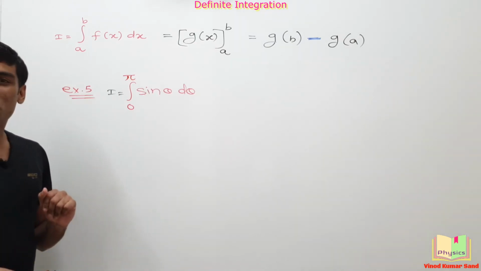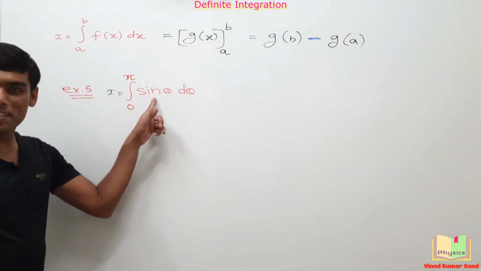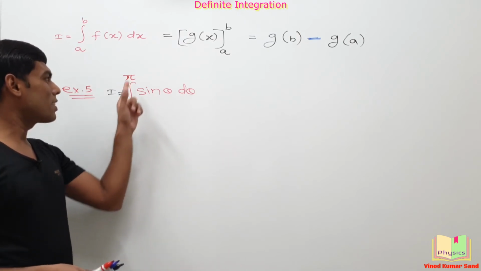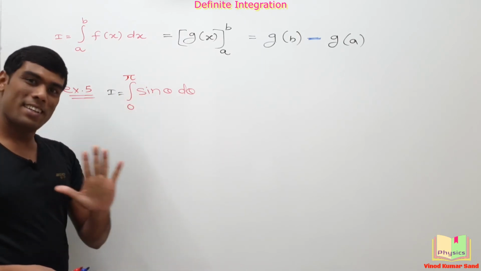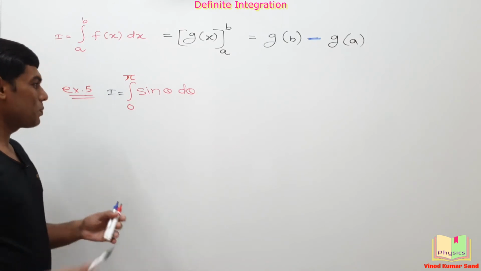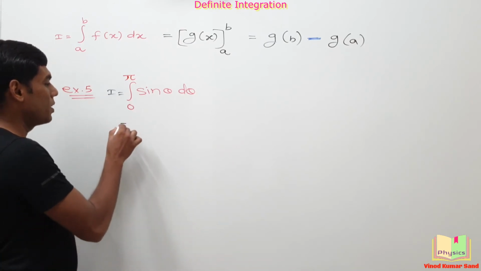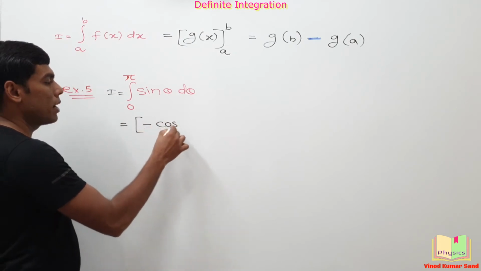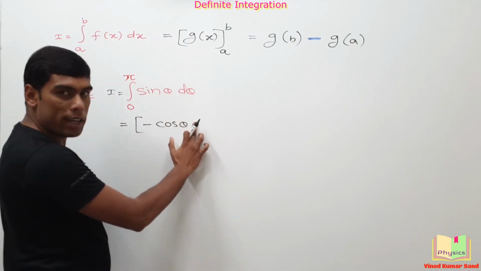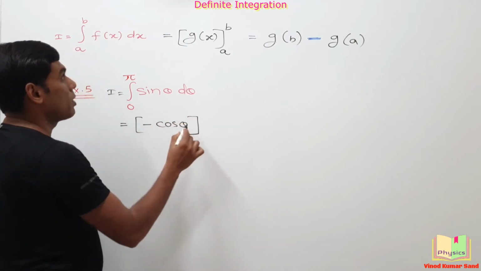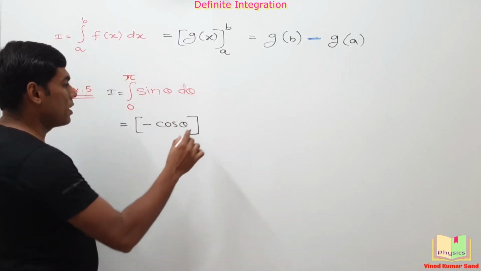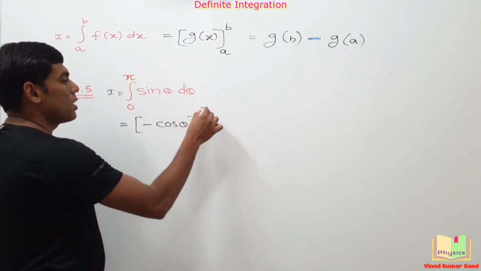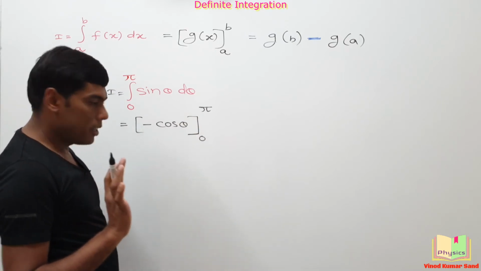Here is example number 5. You have to integrate the sine function in the limits 0 to pi radian. Pause here and give it a try. I'm solving the things on board. The integration of the sine function results into minus cosine function, and no need of writing that constant c because we are solving the definite integration. Lower limit is 0 and the upper limit is pi radian.